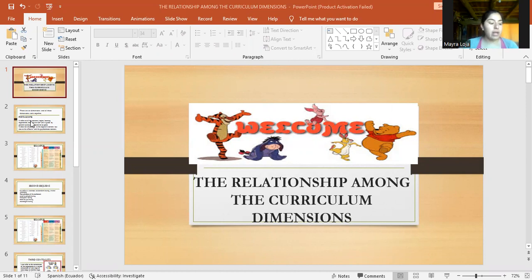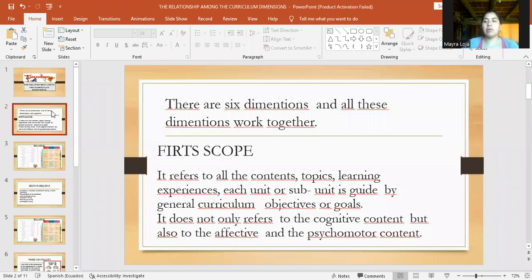In this video, I am going to talk about the relationship among the curriculum dimensions. Before starting with the description of all these dimensions, it's very important to say that these six dimensions work together and are one, because they are essential not only for the teacher but also very necessary for the students, because all these dimensions are going to put specific attention on all the needs that students have.